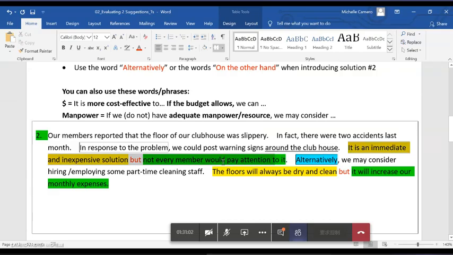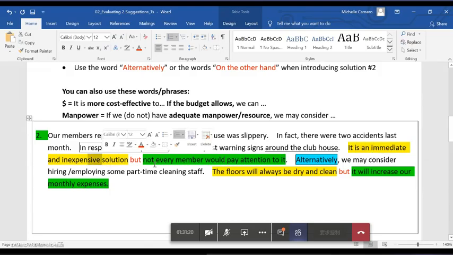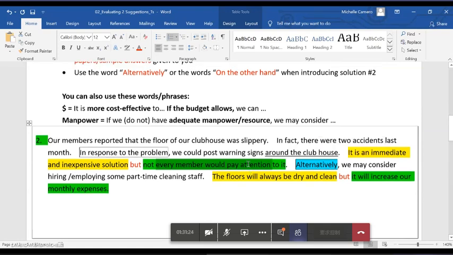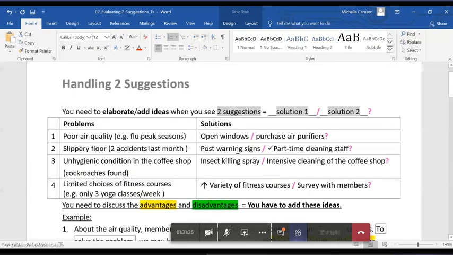It is an immediate and an inexpensive solution. That's the advantage, but not every member would pay attention to it. Okay, when it says it's an immediate solution, that means a solution that you can do very quickly, or something that you can implement very quickly. And then also it's inexpensive. And then notice, but not every member would pay attention to it, because sometimes people don't pay attention to signs, right? Because that's what we're talking about here, is putting up signs or posting warning signs.